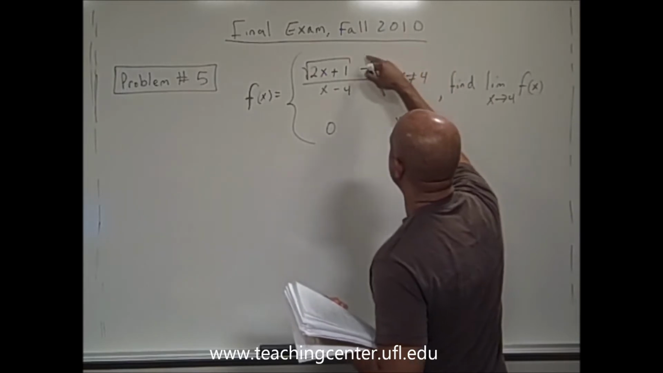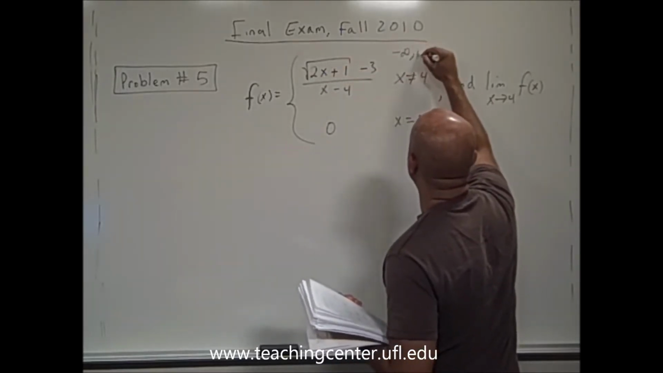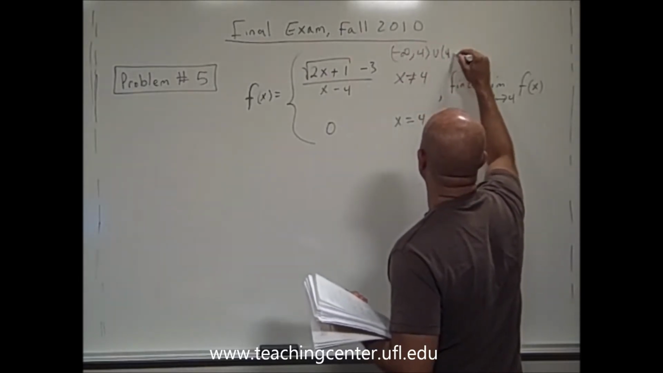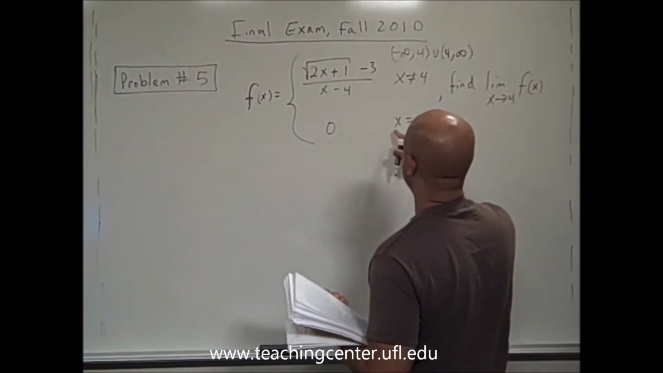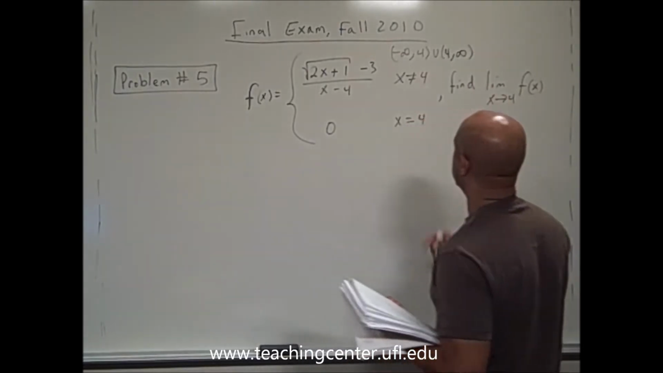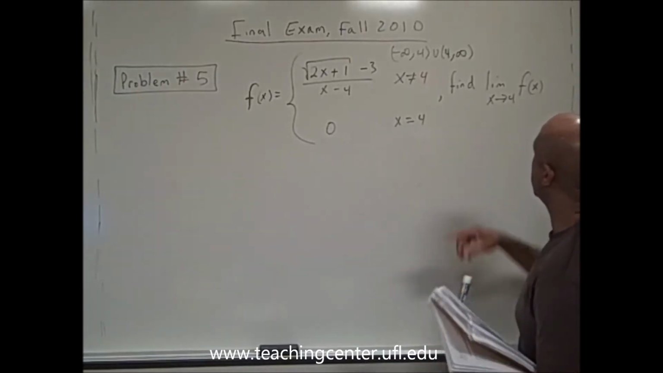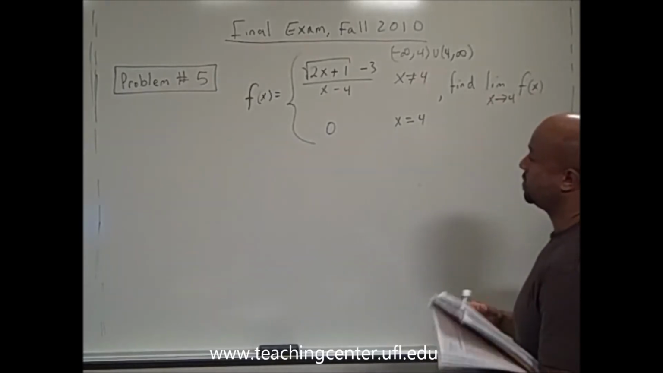So basically, we're going to be using this part of the function from minus infinity to 4, and then from 4 to infinity, and the domain of this other part is going to be whenever x is equal to 4. And so it's asking us to find the limit as x approaches 4 of f of x.